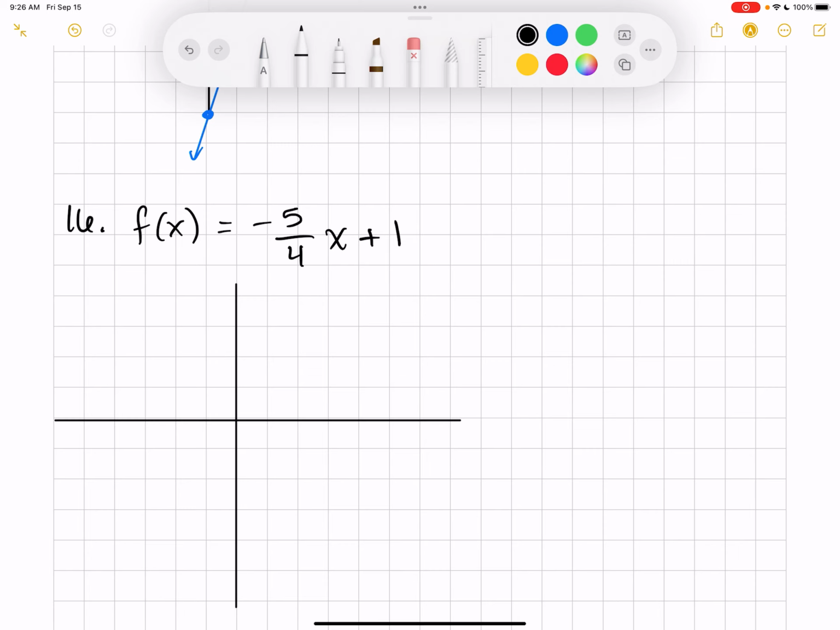All right, what about this one? What do I do? Plot 1. Okay, plot 1. And what does my slope do? Down 5 and to the right 4. Or you can go... Yep. Can't you flip the slope? Yep. You can also go up 5 and back 4.